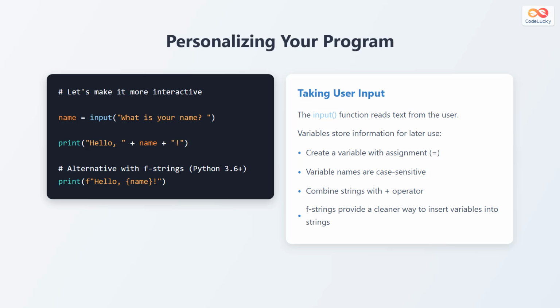There is an alternative way, which is by using f-strings in Python 3.6 and above. You can just enclose the variable name in curly braces inside the string.